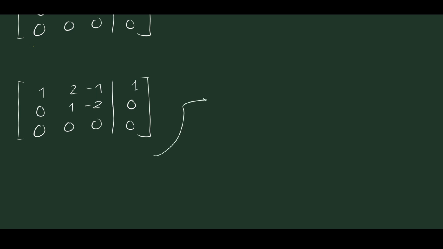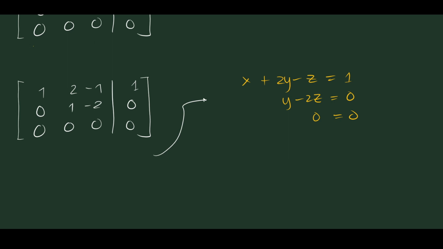So let's first convert this into the system of equations. So x plus 2y minus z is equal to 1. And then we have y minus 2z is equal to 0. And then we have 0 is equal to 0. Okay, so we have here y is equal to 2z. So we are going to express y and z in terms of x, and then write that as our general solution.